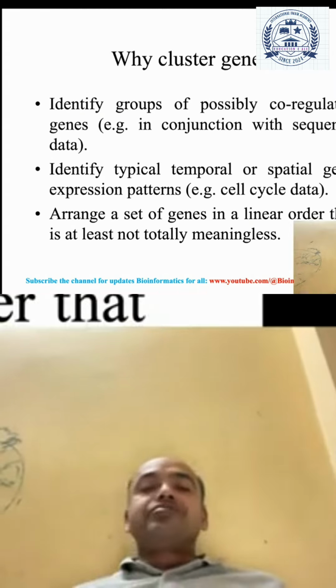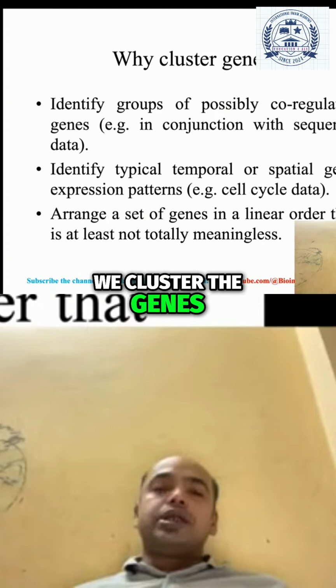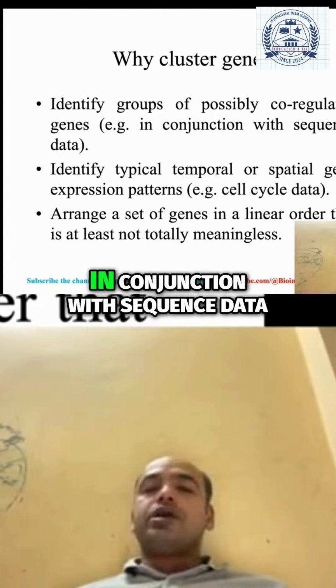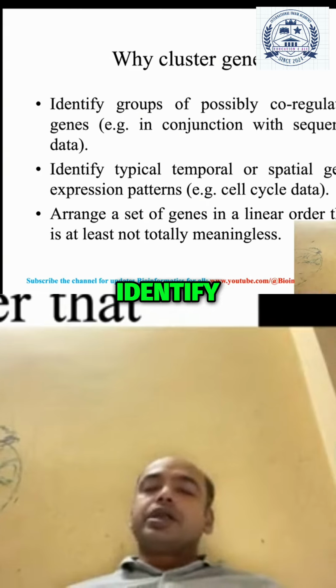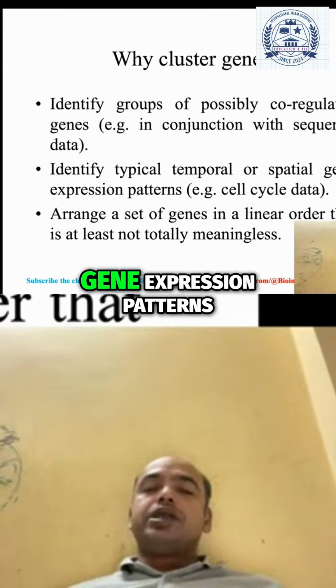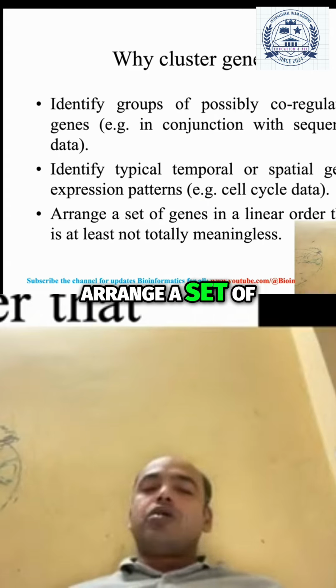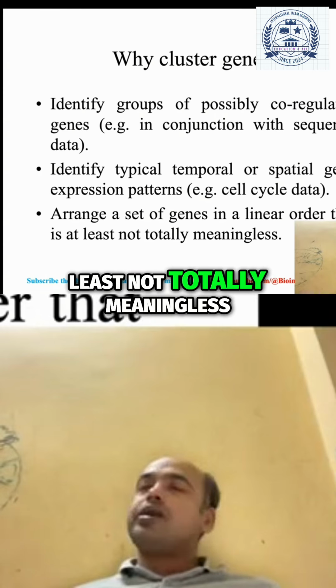Clustering may be applied either to genes or experiments. So, why cluster? We cluster the genes to identify groups of possible co-regulated genes, for example, in conjunction with sequence data. Identify typical temporal or spatial gene expression patterns, that is, cell cycle data. Arrange a set of genes in a linear order that is at least not totally meaningless.